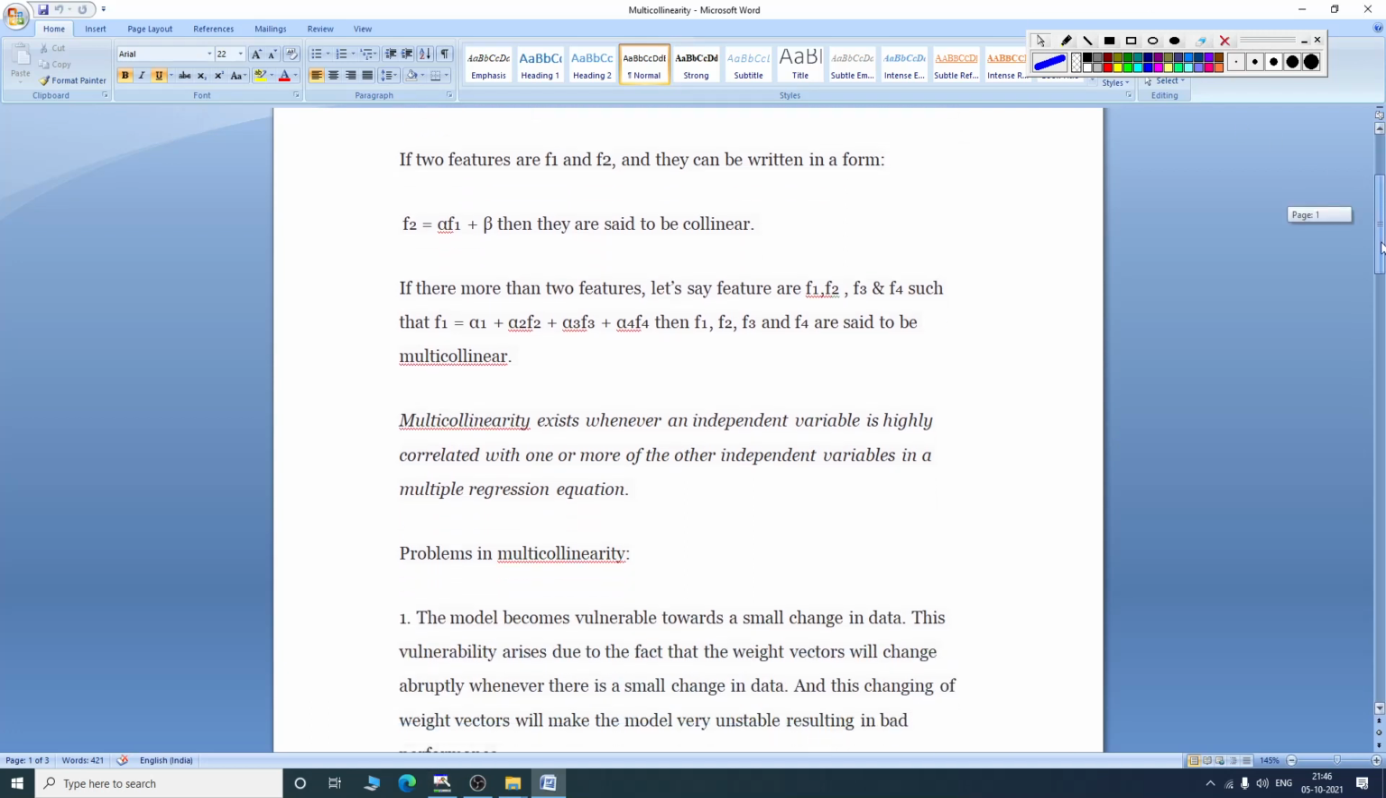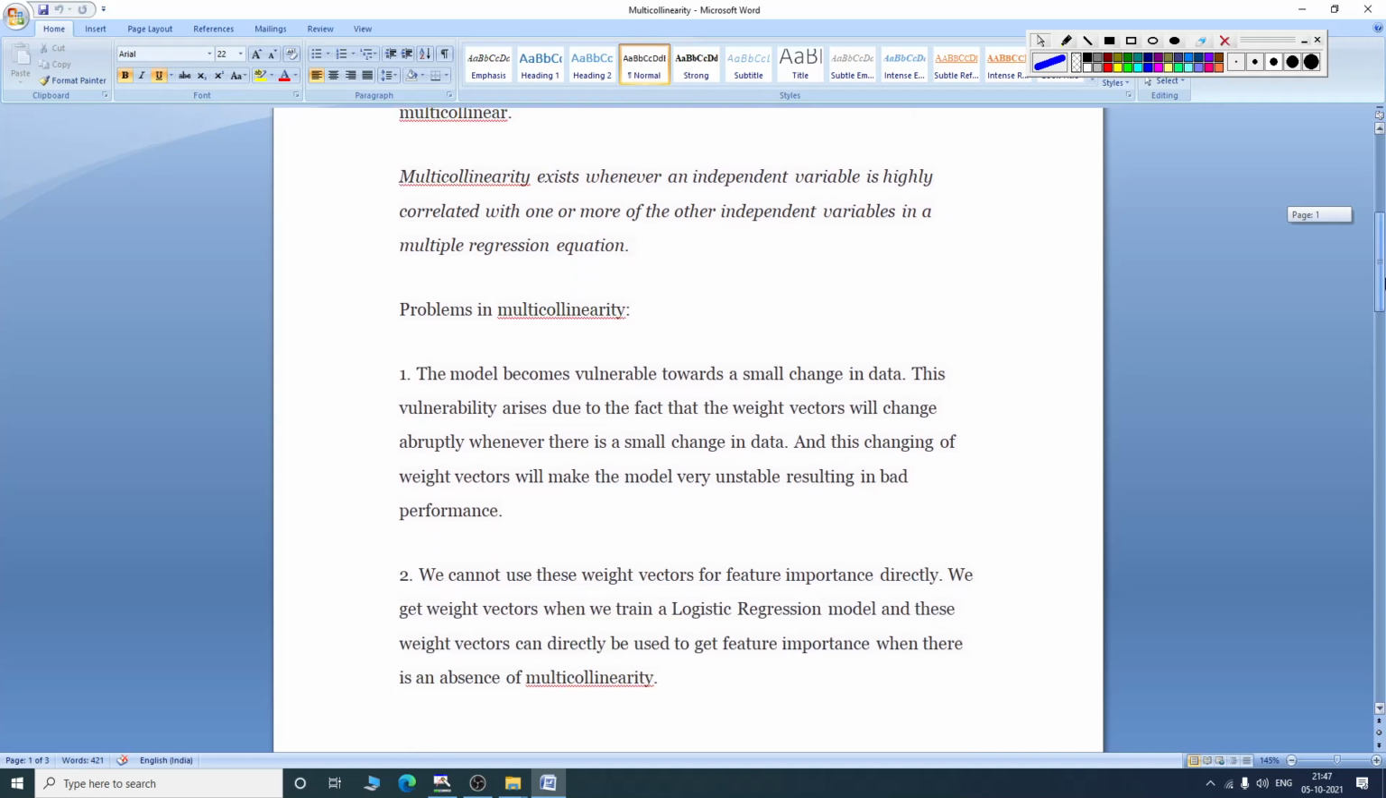Now moving on to the next part. What are the problems? If we have multicollinear data, what is the problem? The problem is that the model becomes vulnerable to a small change of data. We have features such as x1, x2, x3. Now, if there is a small change in x2 and there is no change in x1 and x3, in this case the value of y changes by a very huge amount.